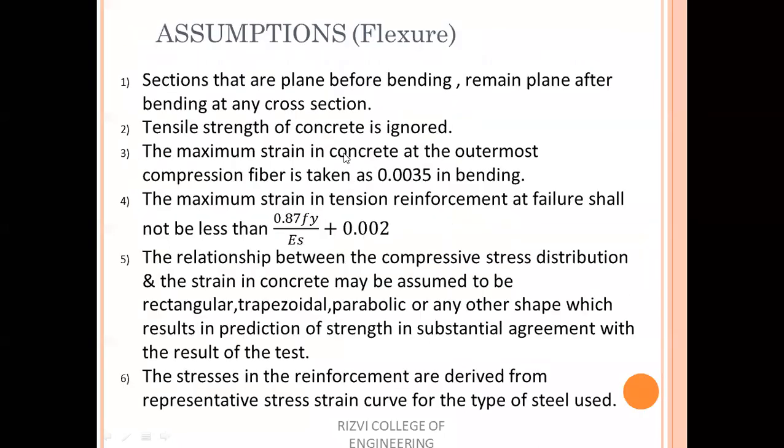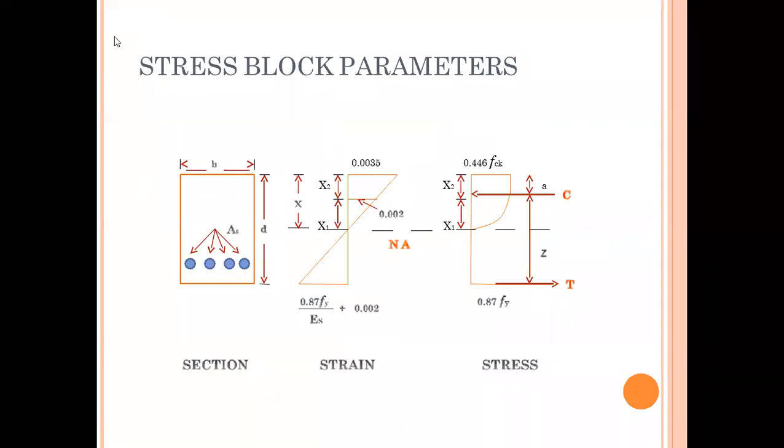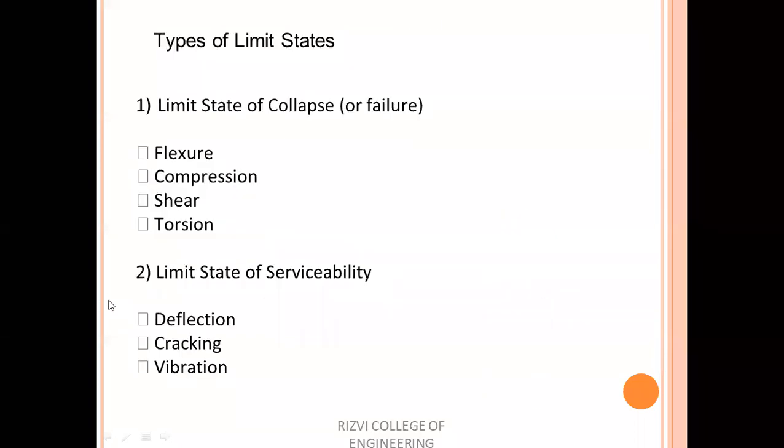And now let us see the stress diagram. So this is parabolic up to a strain of 0.002, and then it remains constant up to a strain of 0.0035. Now you understood how this came? Yes sir. Others also understood how this has been derived? Just now I have told you that the parabolic portion is up to 0.002.